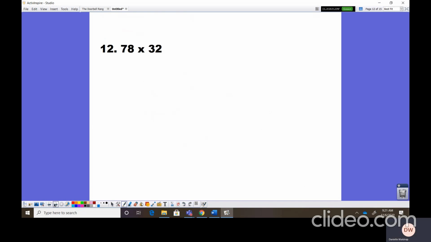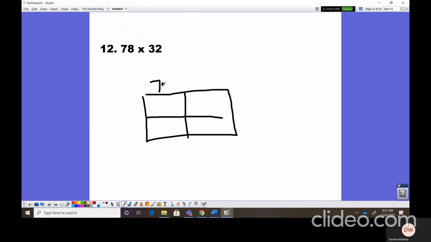Number 12. 78 times 32. It's a 2-digit by 2-digit, so I need 4 boxes. 78 is the same as 70 plus 8. 32 is the same as 30 plus 2. And then we do our multiplying. 70 times 30. 7 times 3 is 21. There's 2 zeros that I have to include. 8 times 30. 8 times 3 is 24. There's 1 zero that I have to include, so 240.